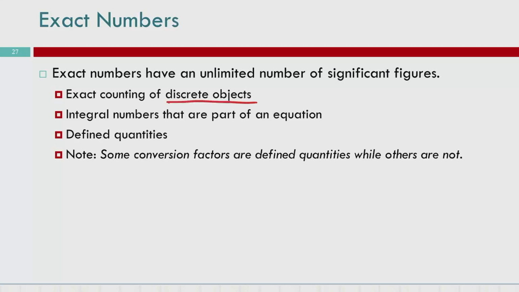Exact counting of discrete objects, that was what I was talking about with the nickels or the students in the class, where it's like, yeah, there's definitely 5 nickels. Yeah, there's definitely 60 people in the class. So things like nickels, people, dogs. Cats would also count. Those would be examples of discrete objects. You can't have a fraction of those things.